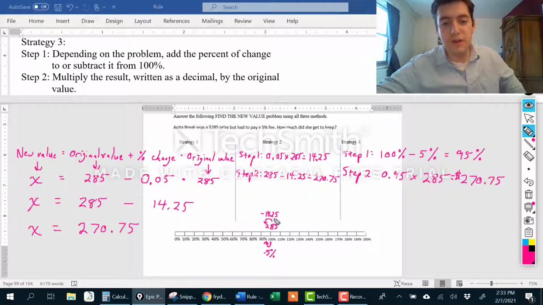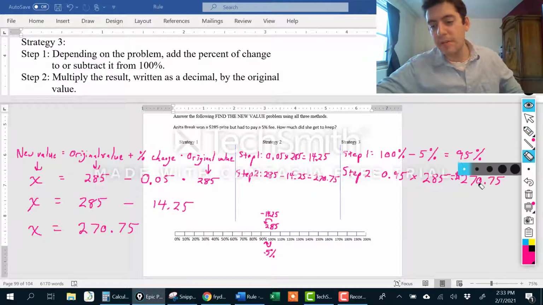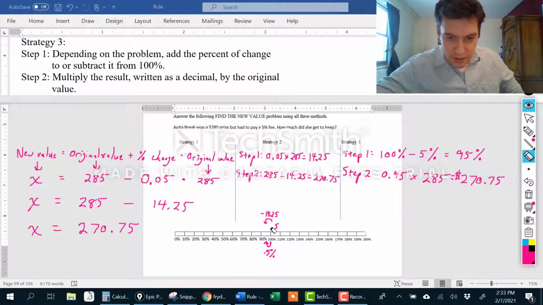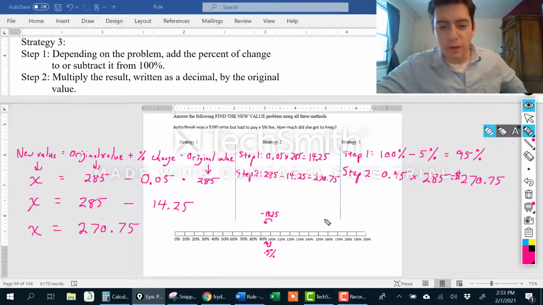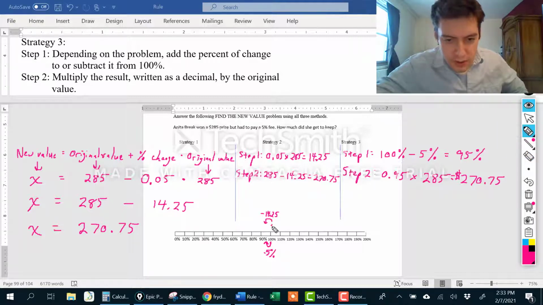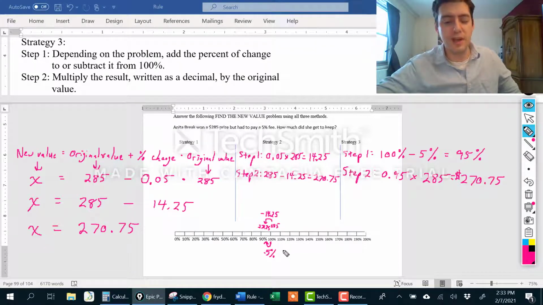So we started with 285, we went down by 14.25, and the result, well, you know what, I'm sorry, I'm going to have to just erase this because I really should have thought ahead. This doesn't give me a whole lot of room here. Anyway, we started with 285 over here, and then the result was 270.75. I know that's really hard to see. I hope you can see that.